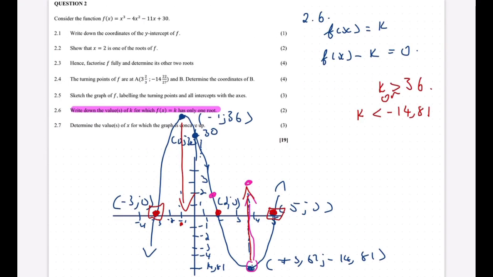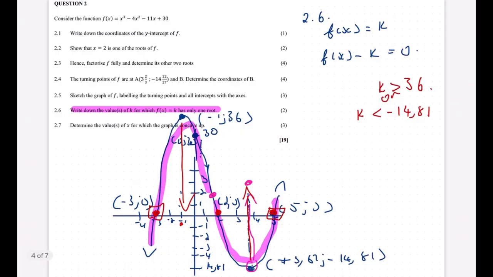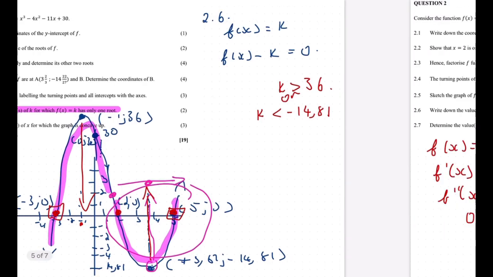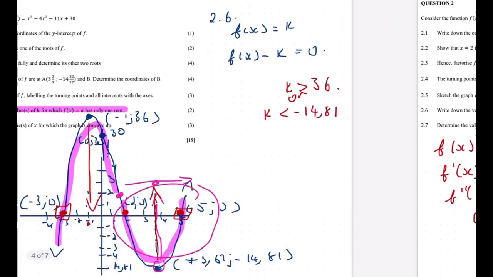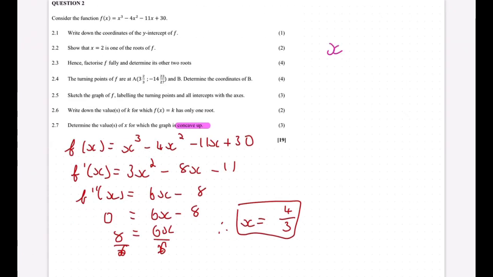The point of inflection would be somewhere here. It's where the graph would stop being concave down and start being concave up. And the question is asking us, what are the values of x for which the graph is concave up? Well, it's concave up on this half here, which is everything to the right of the point of inflection. And we've just found that the point of inflection has an x value of 4 over 3. And so all x values bigger than 4 over 3 is where we find the graph being concave up.